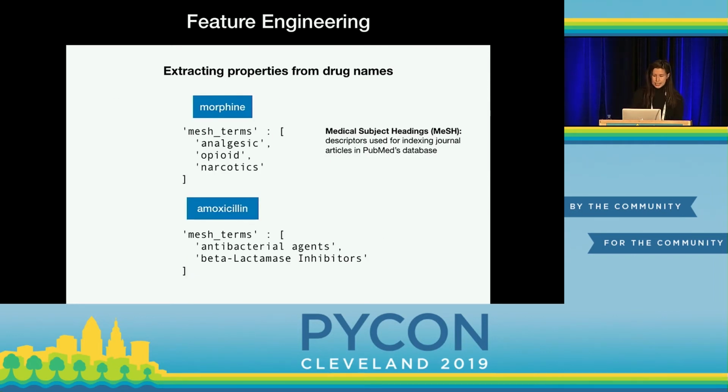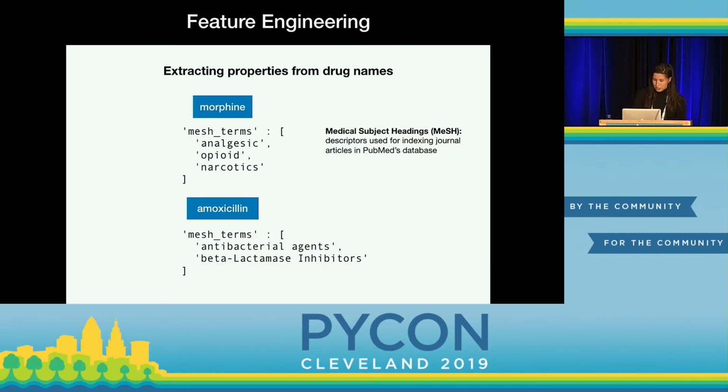Once we have our clean data, the next step is to engineer our features. We can use classification systems like MeSH or ATC to extract properties from drug names. So Medical Subject Headings, or MeSH, is useful for categorizing drugs by property. You can think of them as hashtags or descriptors that describe a medical term. And in this example, morphine has 3 MeSH terms, analgesic, opioid, narcotics, and it gives us a general sense of what morphine is used for in a medical context.